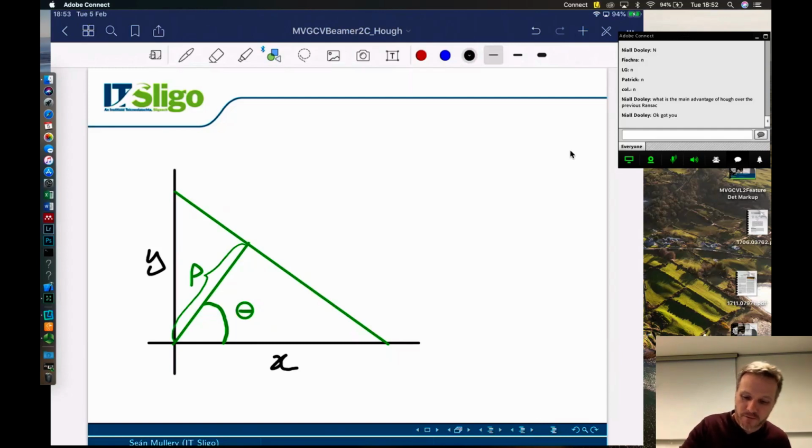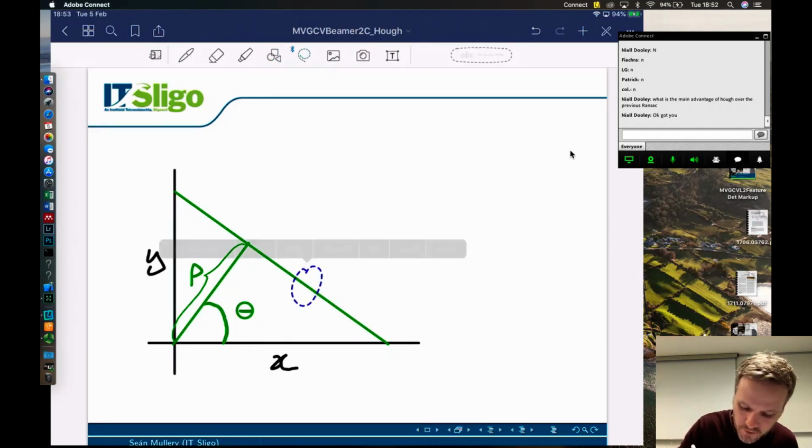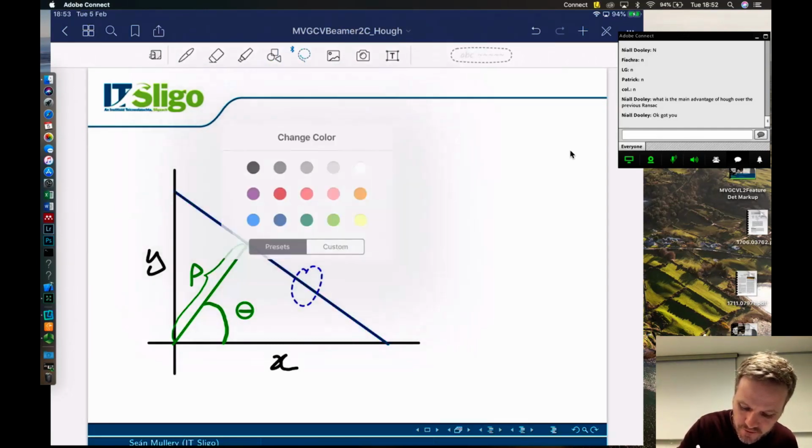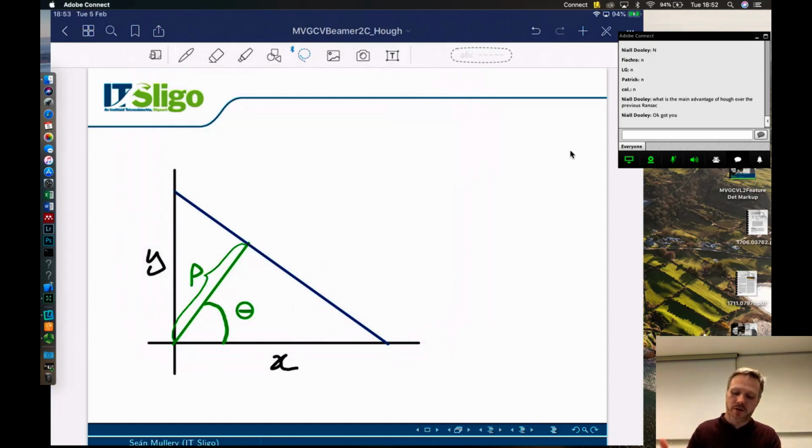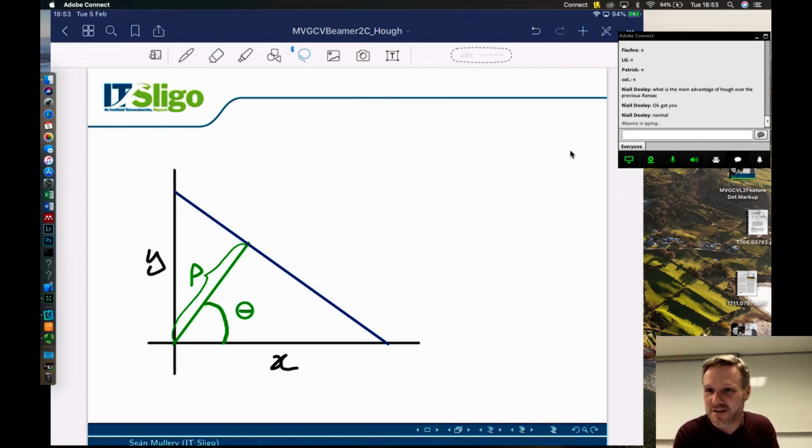If this is my line, I'll maybe draw my line a different color here, so just have it as different. So the line is the blue one. What we do is we take the line that's perpendicular to that. Can anyone remember the name that I gave a line that's perpendicular to something else, to another line or to a plane? I gave a name to that last week in ASCII. It is indeed, good man Niall, it is indeed the normal. So normal to it.